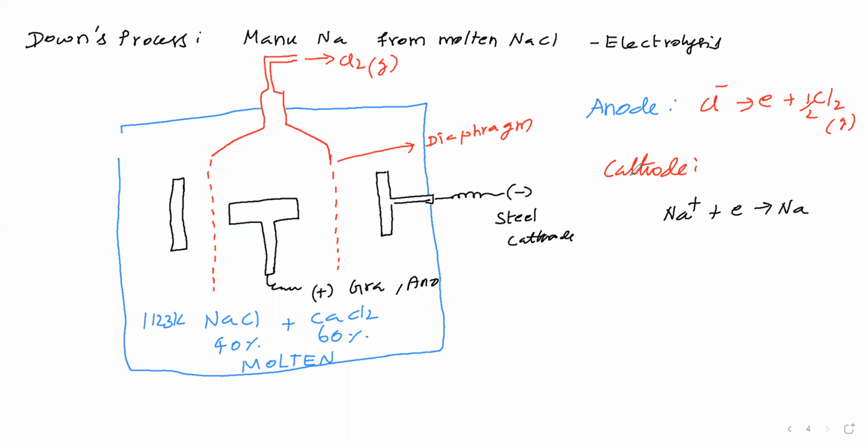Here at the cathode, sodium ion takes an electron and becomes sodium. That sodium is obtained at this cathode, in the molten form. That molten sodium has a density lesser than this electrolyte. Therefore, the molten sodium moves up. We are keeping an arrangement like this.